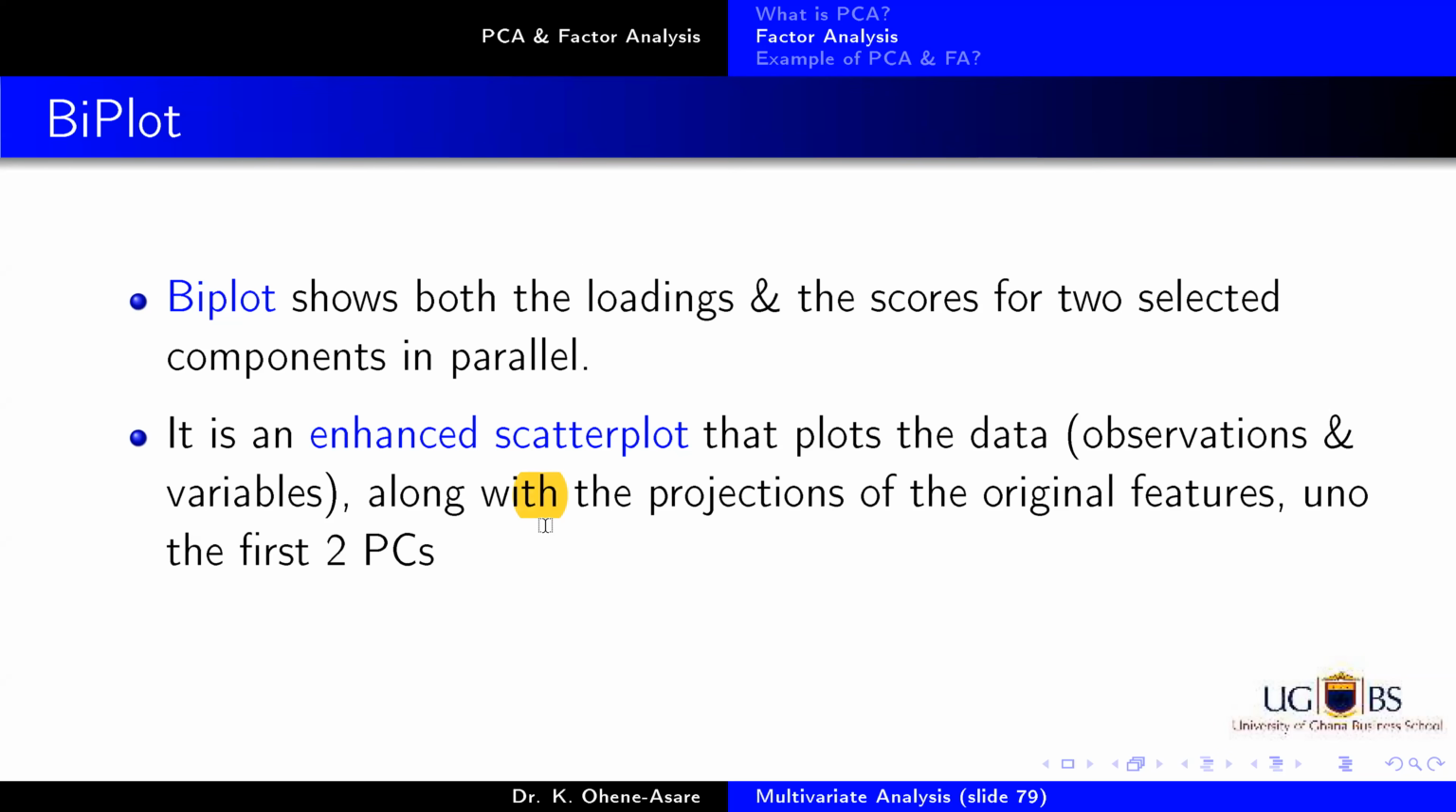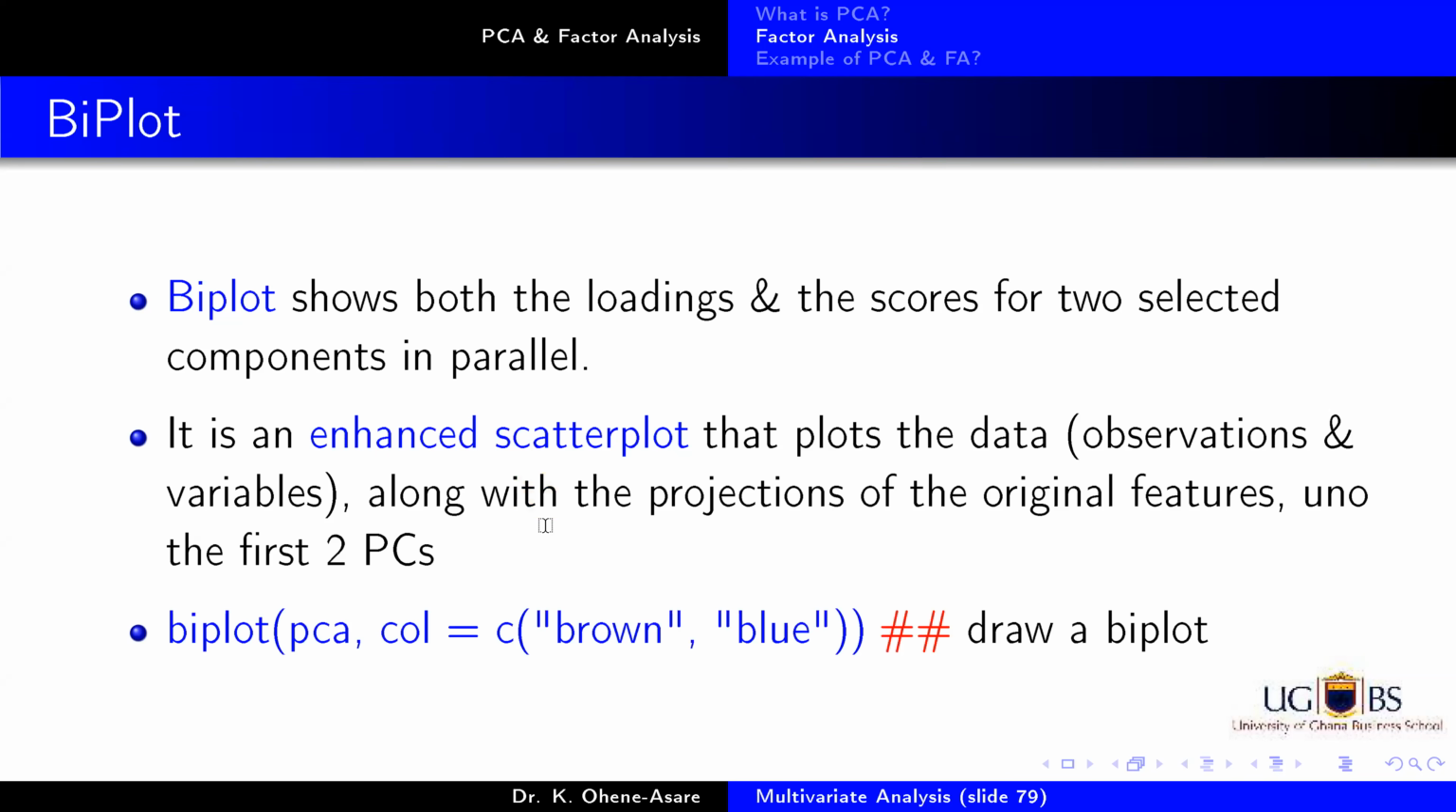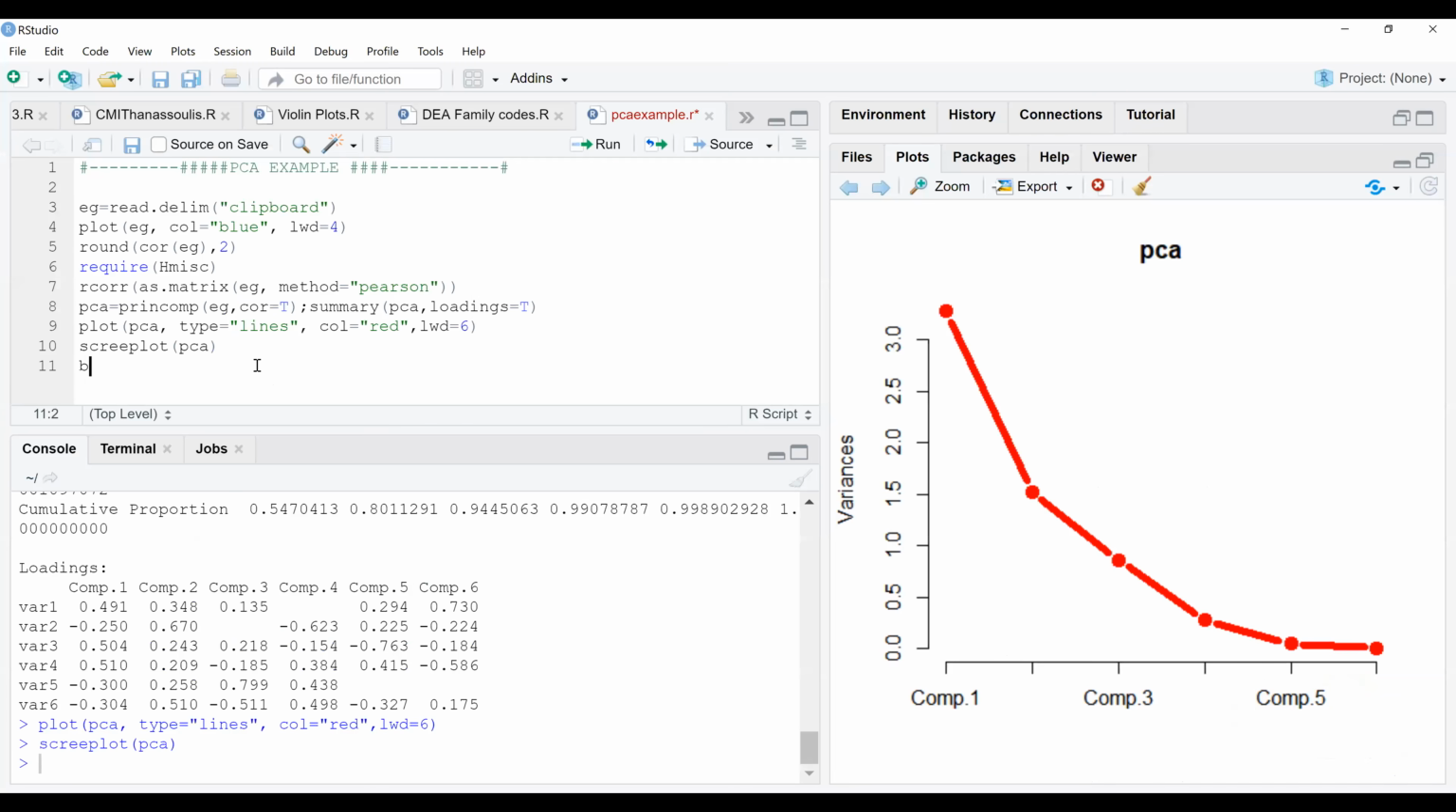Oh, dear. So now let's look at this. Now we are going to draw the biplots, and the way we are going to do it is just type biplot into brackets PCA. So let's go to our R and type biplot.